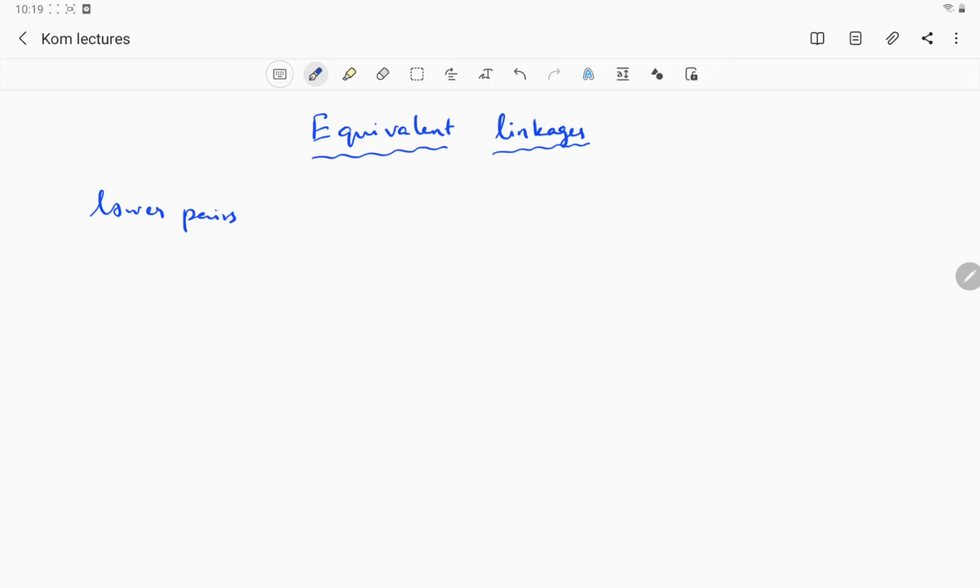So either it's a prismatic or a revolute pair, they are lower pairs. What if a kinematic chain has a higher pair? For example, say there is a body something like this, and there is another body, maybe something like this, and these things are fixed over here.